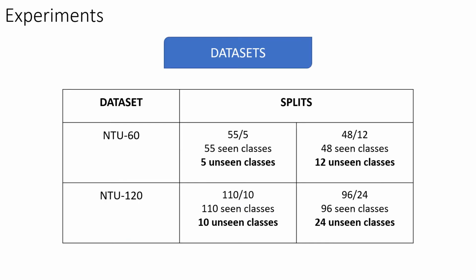We conduct our experiments on the NTU60 and the NTU120 datasets. For the NTU60 dataset, we create two splits. One is the 55 by 5 split, which demarcates 5 classes as unseen, and a larger 48 by 12 split, which chooses 12 classes randomly as the unseen classes. In a similar fashion, a 110 by 10 split is made for the NTU120 dataset, which contains 10 unseen classes, and a larger 96 by 24 split, which contains 24 unseen classes.